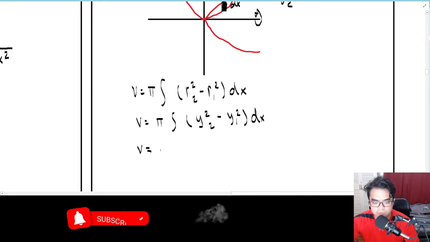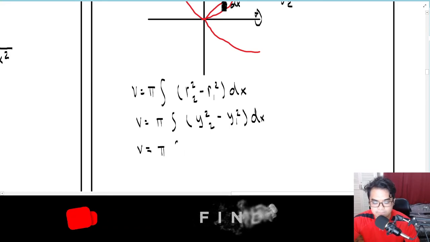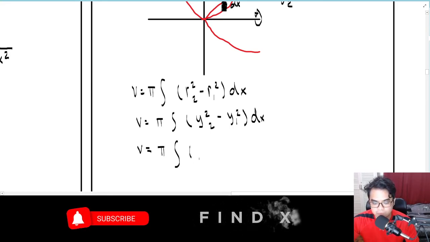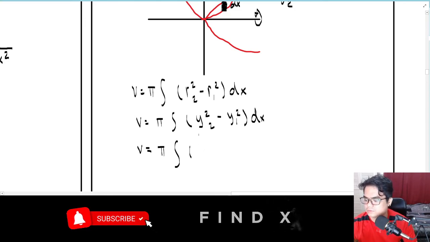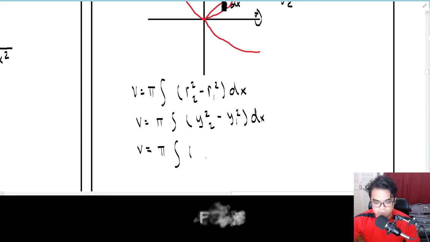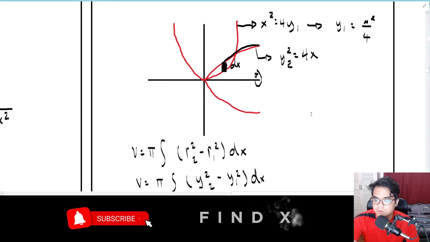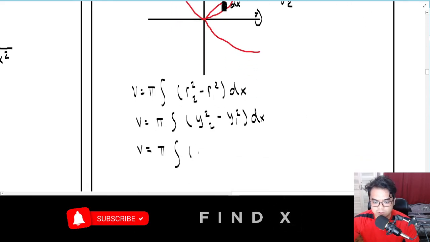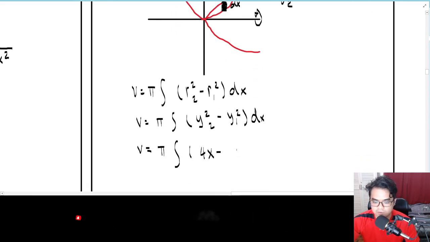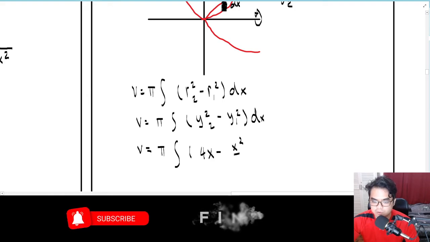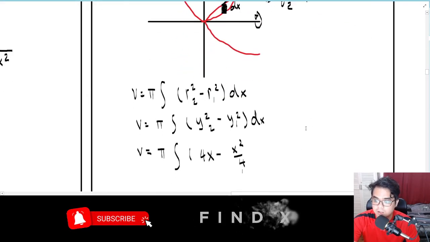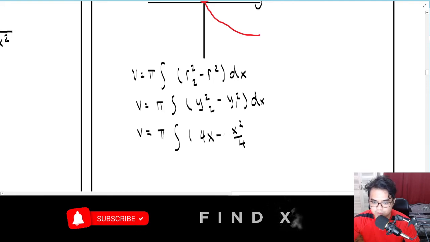So V is equal to pi integral of y2 squared. What is y2 squared? It is 4x. So this is 4x minus, and then y1 is x squared over 4, but this should be squared, and then dx.